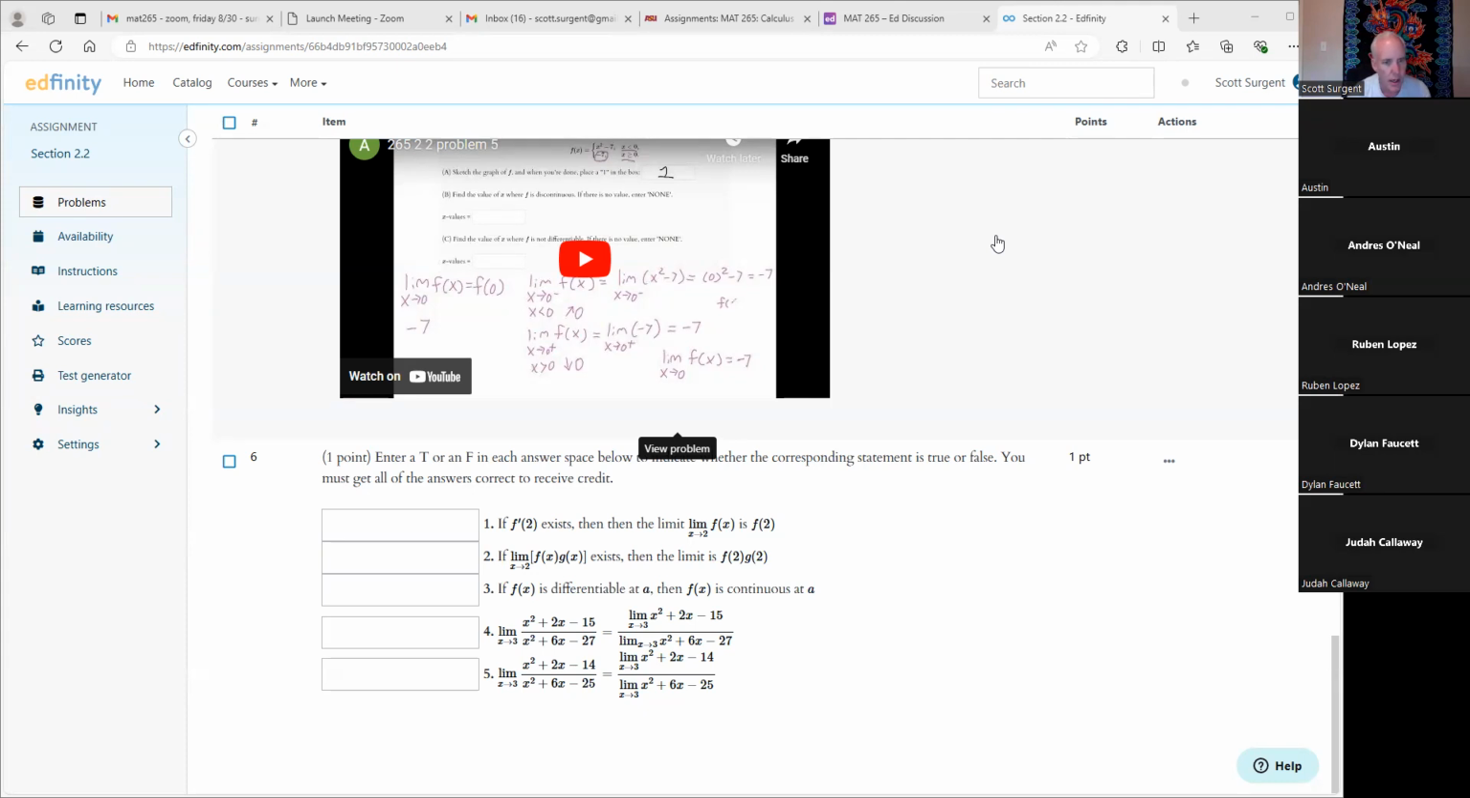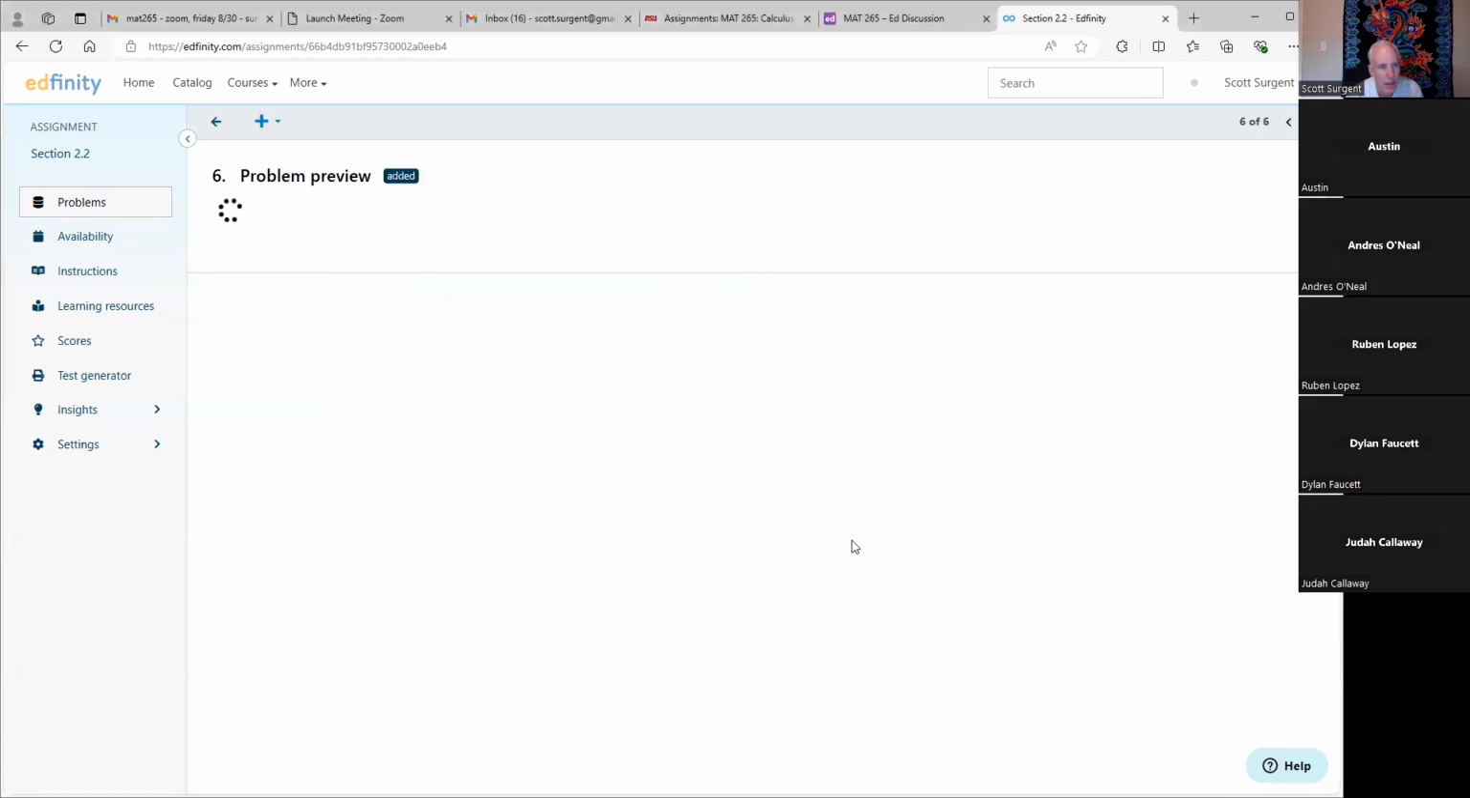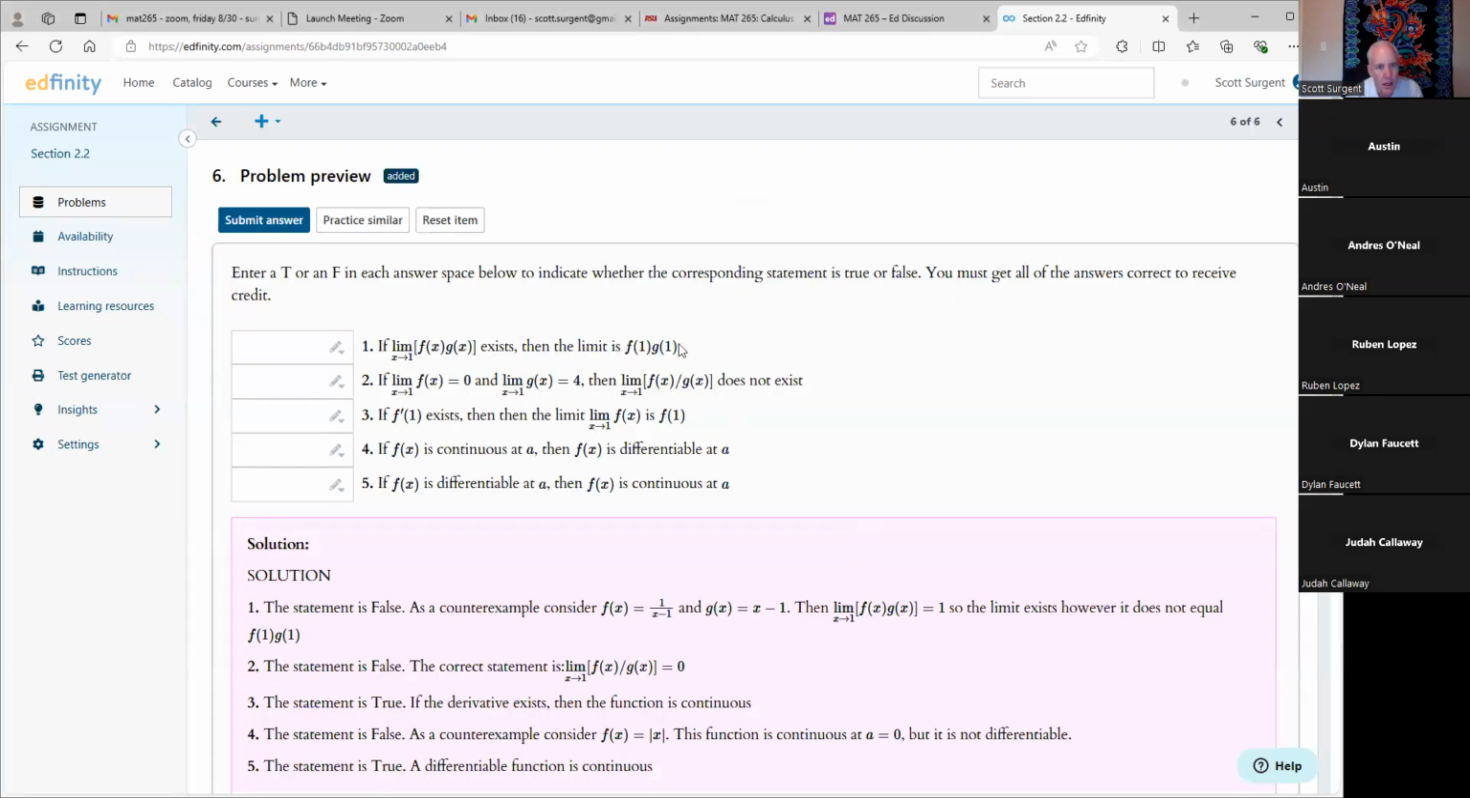So I am recording. This is number 6 on 2-2. Enter a T or an F for each answer space below to indicate. Let me go ahead and click on this question here. True or false, you must get all the answers correct to receive. So number two is pretty straightforward. That was division by zero. Yeah, that's true. So that's clearly T.